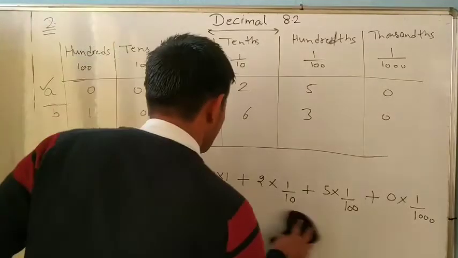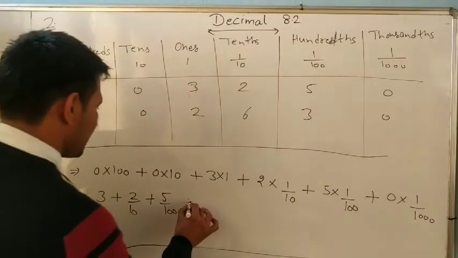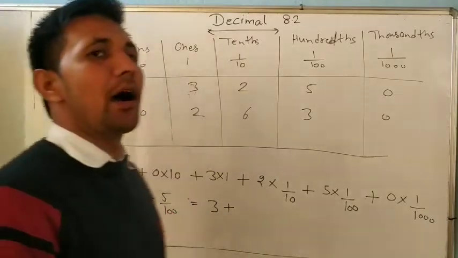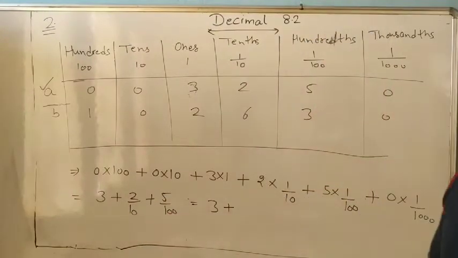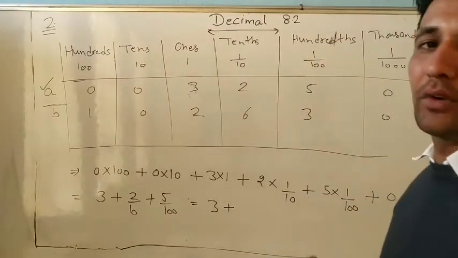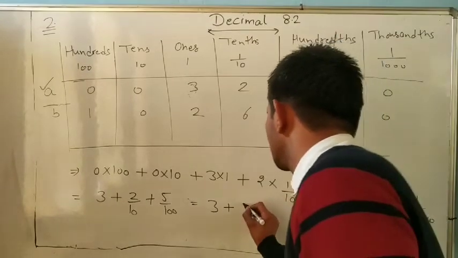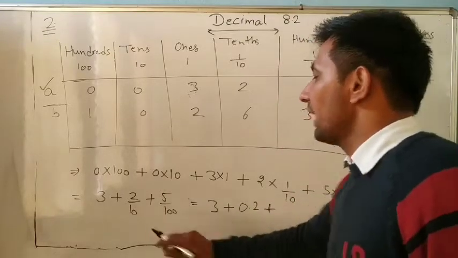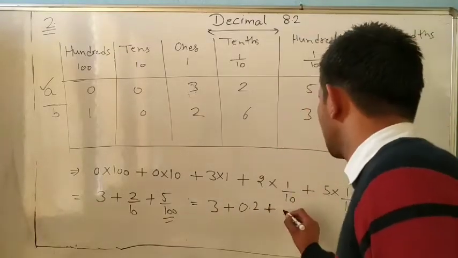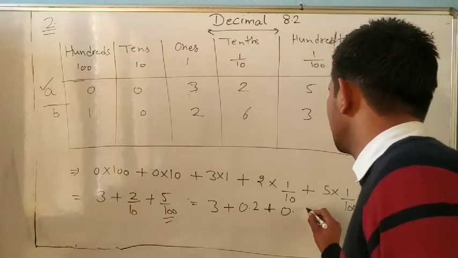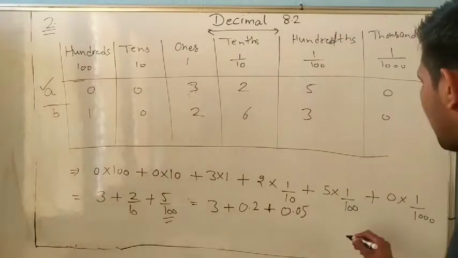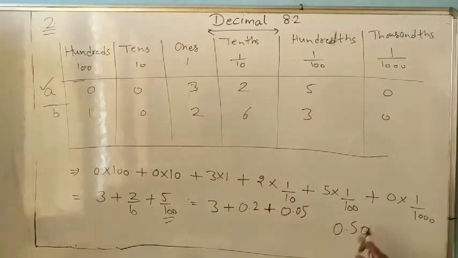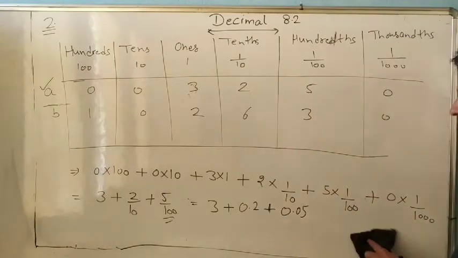So now we will write in decimal form. So what will we write? We can write 3 plus 2 upon 10. How many 0s in the denominator? 1. So it means after the decimal, how many digits will come? 1. So 0.2 plus 5 divided by 100. How many 0s in the denominator? 2. So it means after the decimal 2 digits. 0.1 is already given, so 0.05. Don't write 0.50, it is 0.05, not 0.50. Okay.